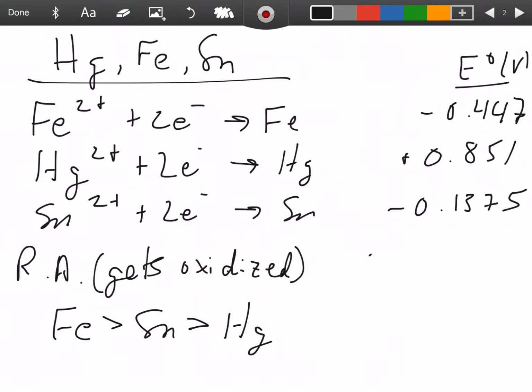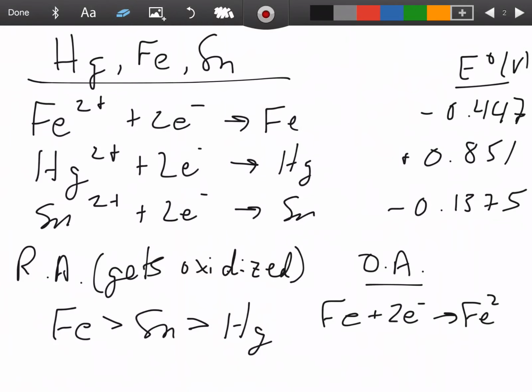If I wanted to look at oxidizing agents, then I would need reactions where iron gains some electrons and becomes an anion. And we don't find any reactions where iron becomes iron minus 2. I don't find any reactions where mercury becomes a negative mercury or tin becomes a negative tin. So these metals are not oxidizing agents at all. They are only reducing agents. Okay? Have a good day.